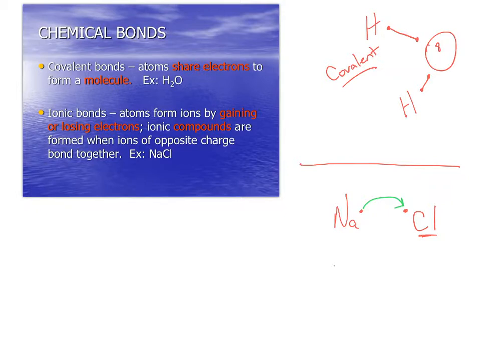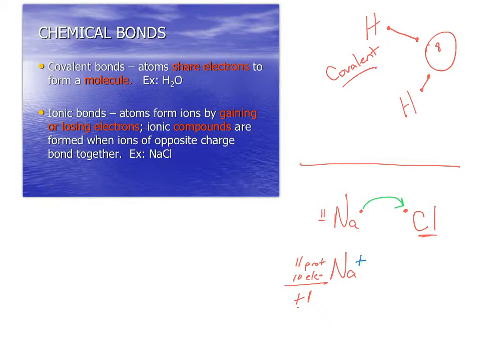When that happens, sodium now has one more proton than electron. It was neutral before, all right? It had 11 protons, 11 electrons. Sodium is atomic number 11. And now that it lost an electron, it has 11 protons and only 10 electrons. So electrons are negative and protons are positive. So it leaves you with a plus one charge. I hope that makes sense. So sodium has a plus one charge. So it's sodium plus one.